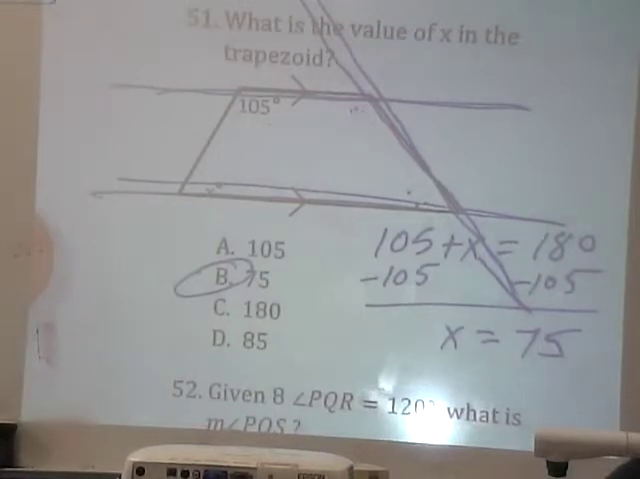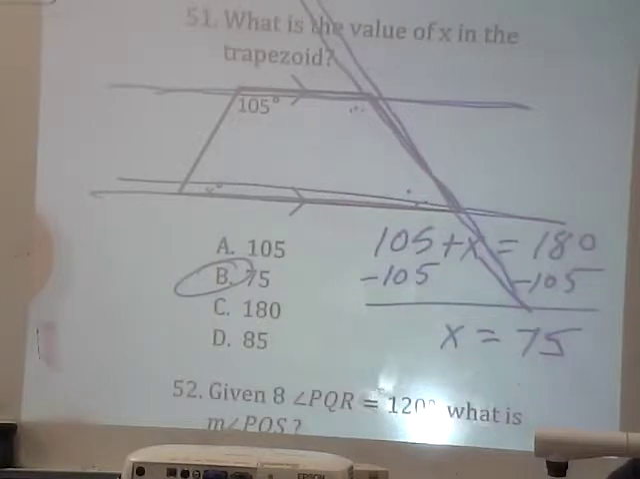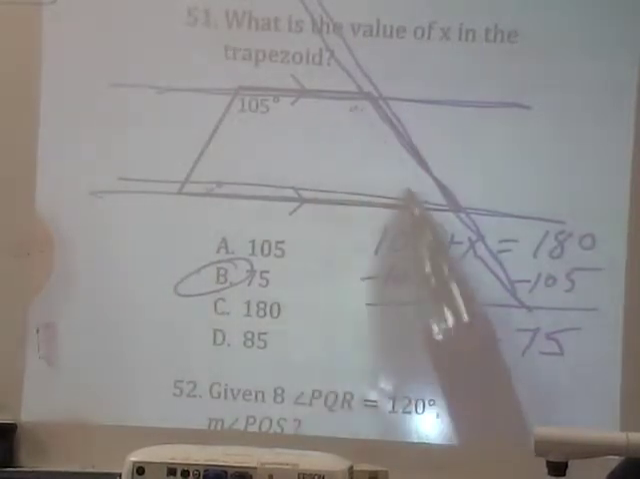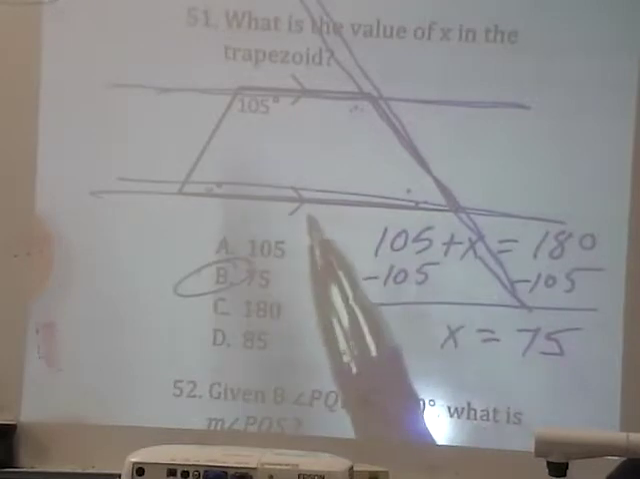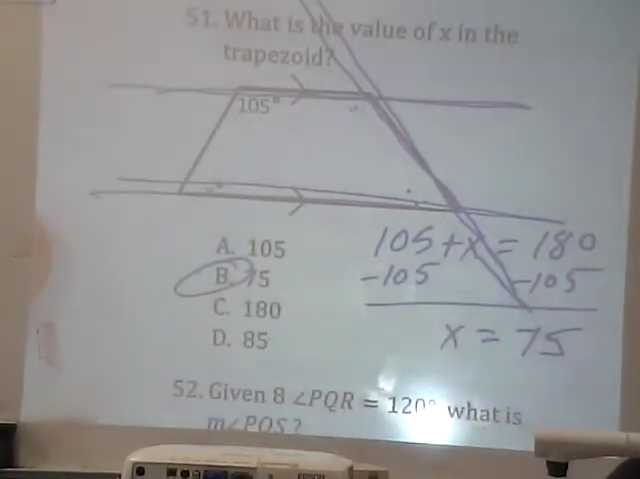What would this angle and this angle be called? Supplementary. They are supplementary. Why? What are they? Not corresponding. This angle and this angle: same side interior. Same side interior angles are supplementary. Good. All right. 52.